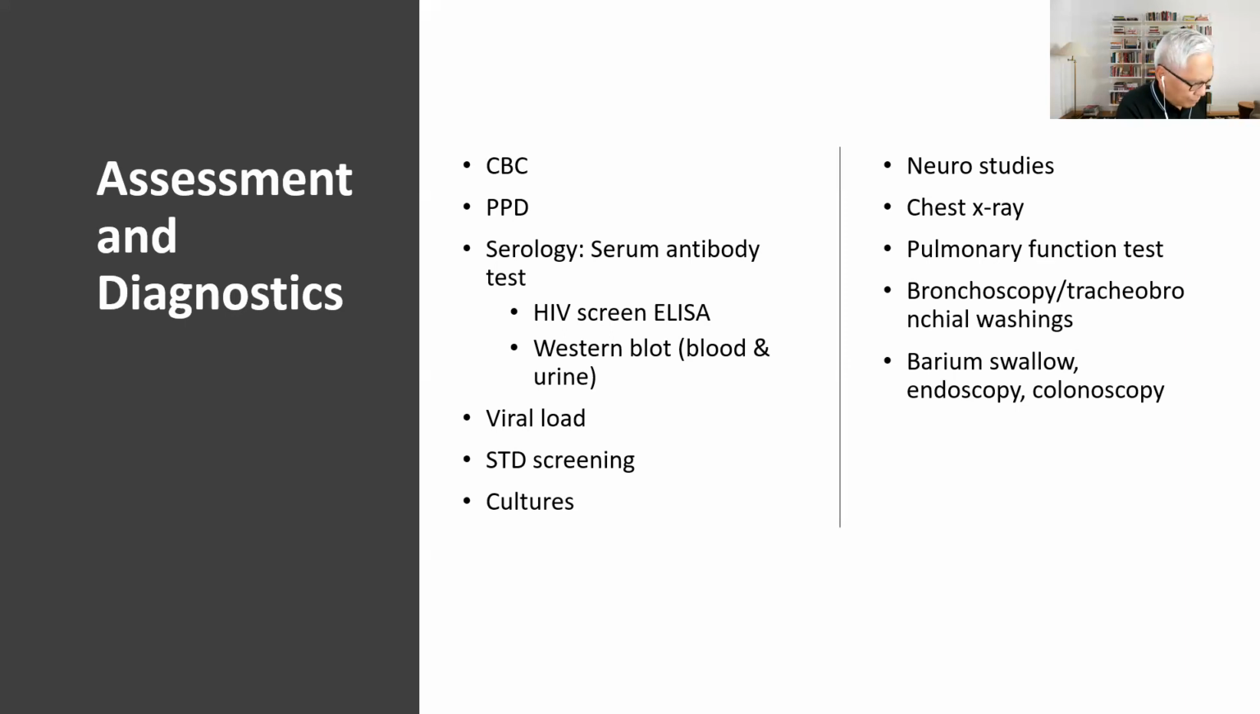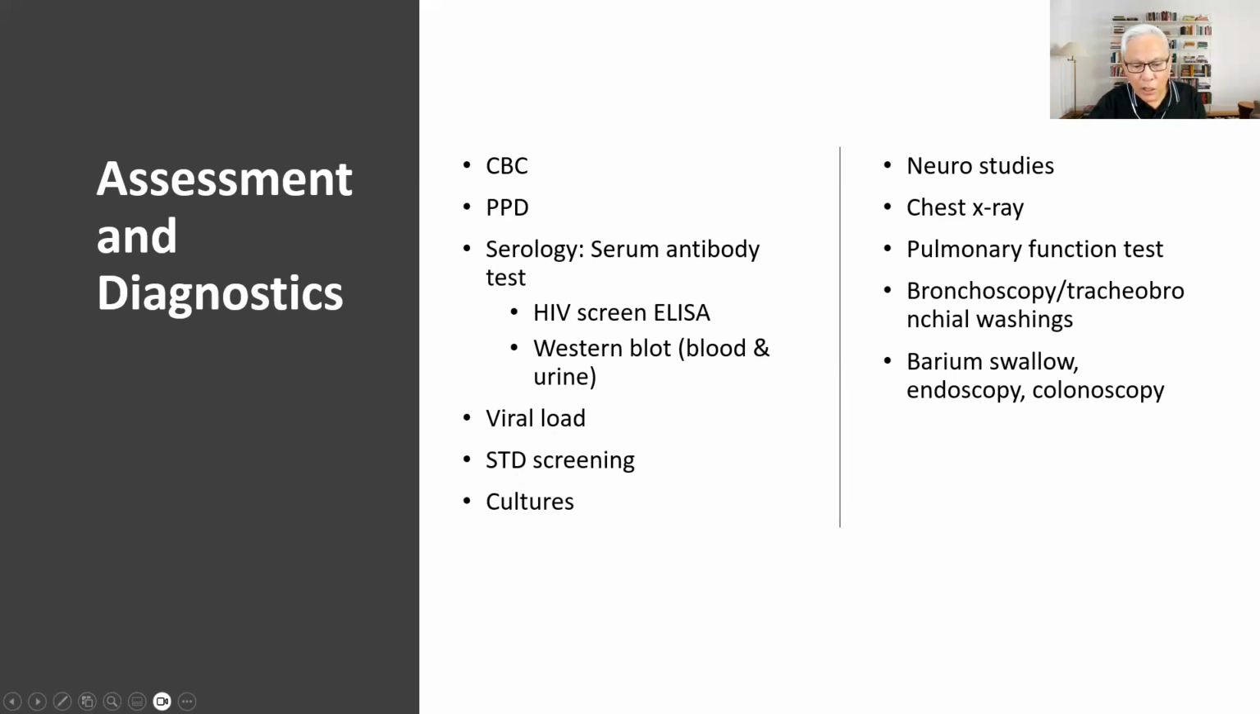And by the way, Western blot has been recently eliminated. You don't have to have confirmation with Western blot anymore in order to diagnose the presence of HIV antibody. Before, it was mandated that it had to be confirmed by an ELISA or a Western blot test, but not anymore. And then, of course, viral load, which I already talked about, STD screening, as well as cultures.